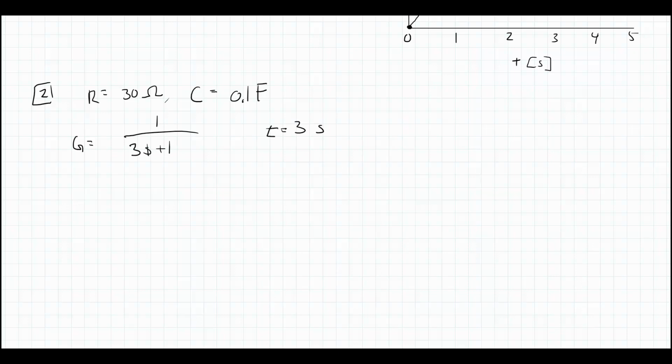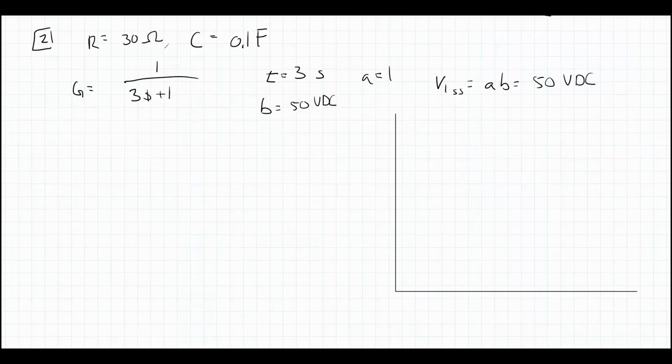Our input is still 50 volts DC, at least the amplitude is. It's still a step function, and our A value is still going to be 1. So in this case, V1 steady state for this system will be that A times B. It actually will still be 50 volts DC. The steady state value is not affected by changing the R and the C for this system. Now we can go to make our sketch.